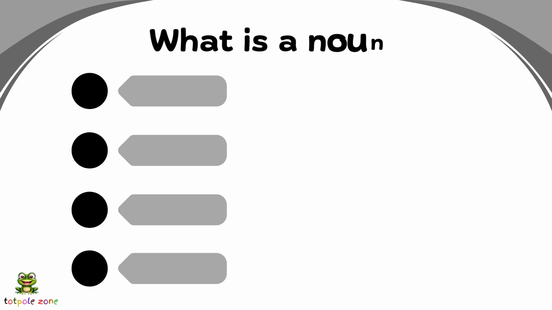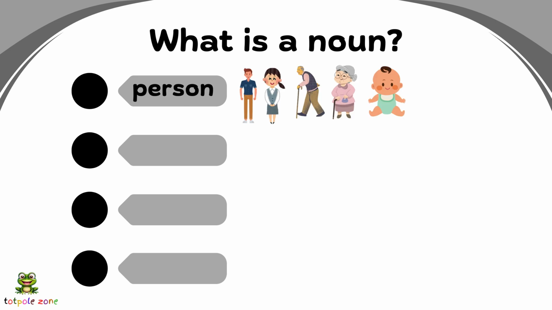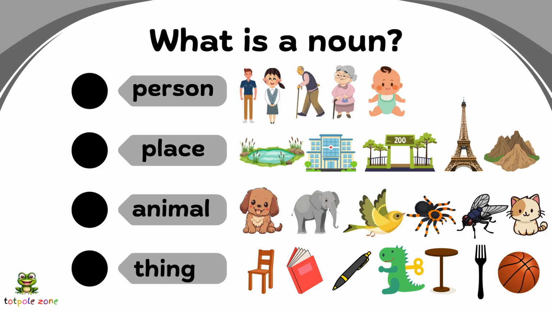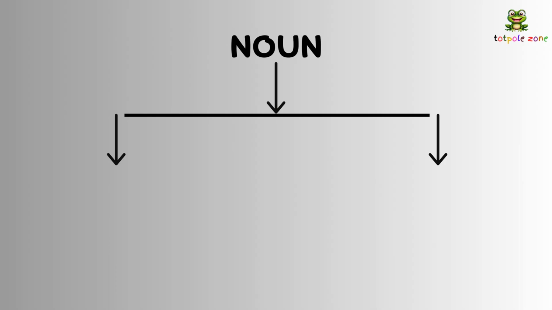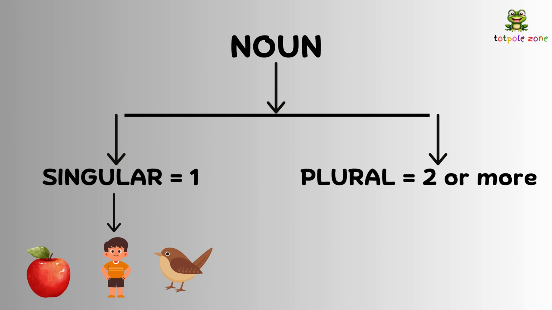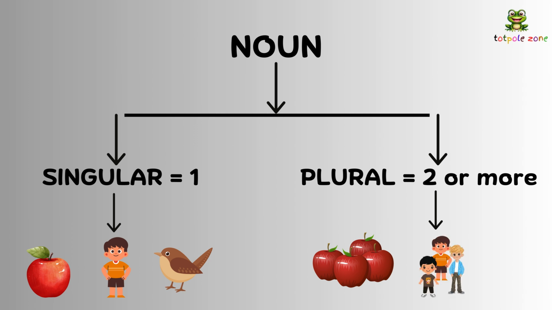Hey there! In this video, let us learn about singular and plural nouns. But before we do that, do you remember what a noun is? A noun is a person, place, animal, or a thing. A noun can be a singular noun that is one of something, like an apple, a boy, or a bird. A noun can also be a plural noun that is two or more of something, like apples, boys, or birds.